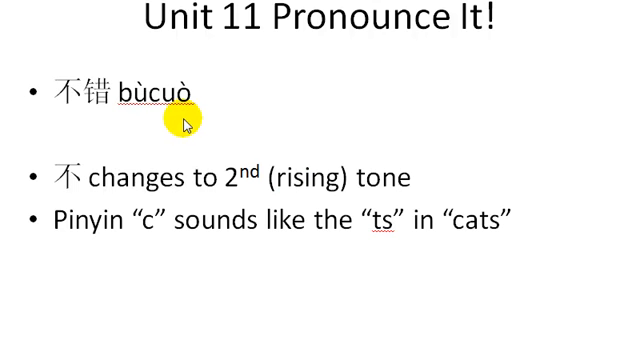Here's a fun one that always trips people up. This is 不错. Remember, 不 before a fourth tone will change to a second tone, as is described here. So this has to change to a second tone. 不错. This C, when it's an initial, when it's in the beginning, kind of sounds like the TS in cats. So you kind of isolate this cats sound and make it the beginning.